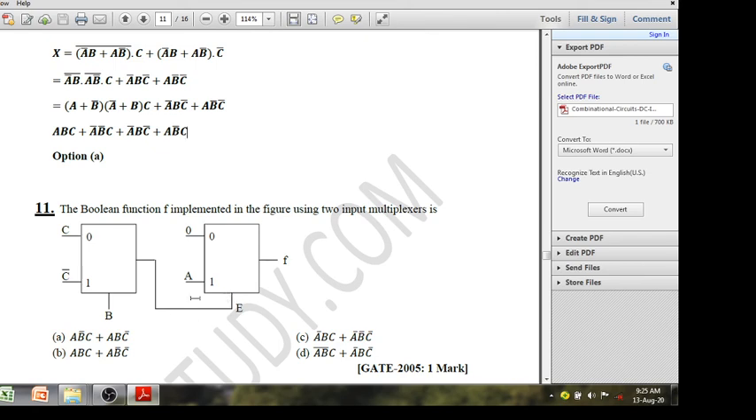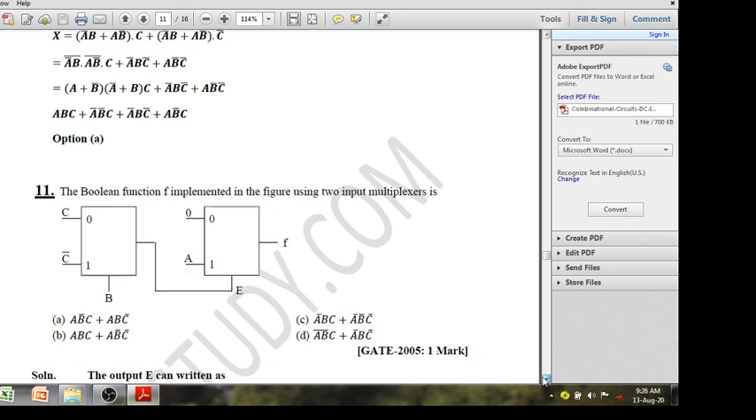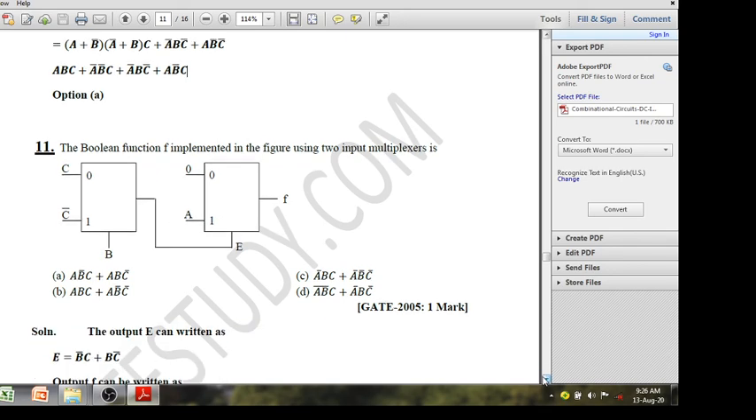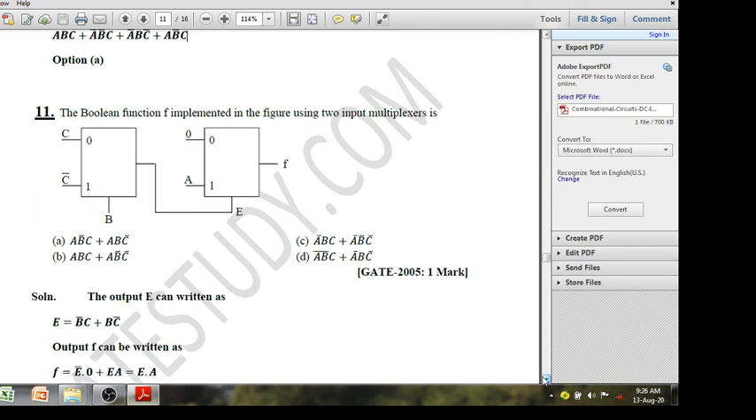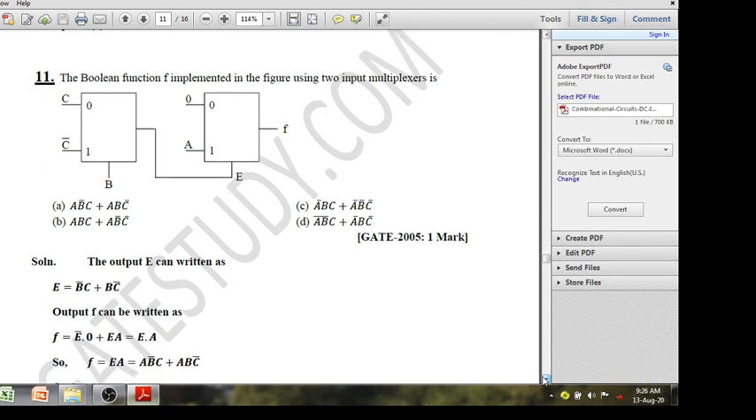Then this is B bar C bar, B bar into C plus B C bar, B bar C plus B C bar. Now this value is 0, this is A, so B bar C plus B C bar into A. Then use the distributive theorem, B bar C plus B C bar, then just multiply by A.